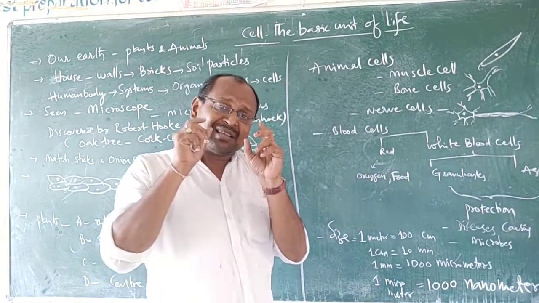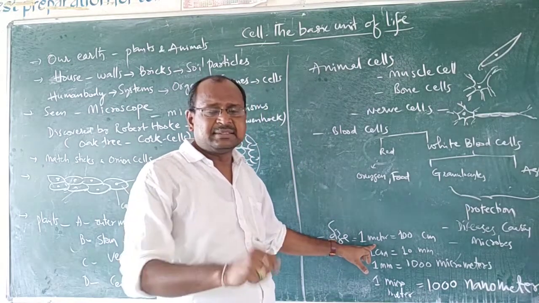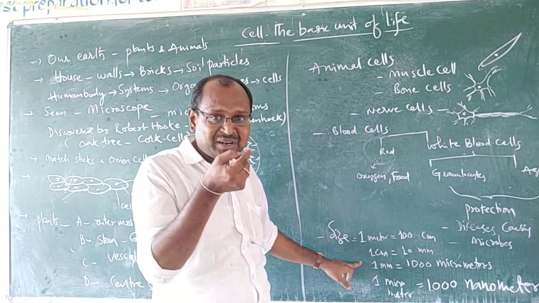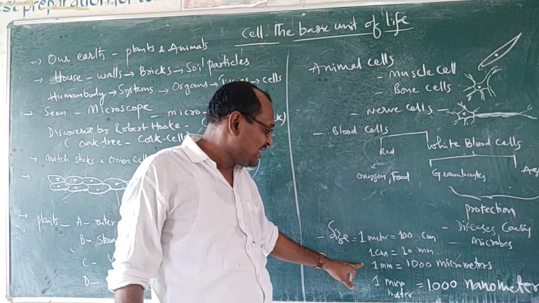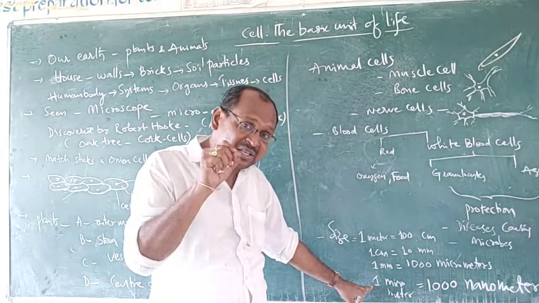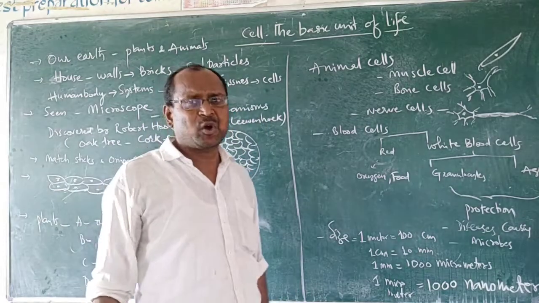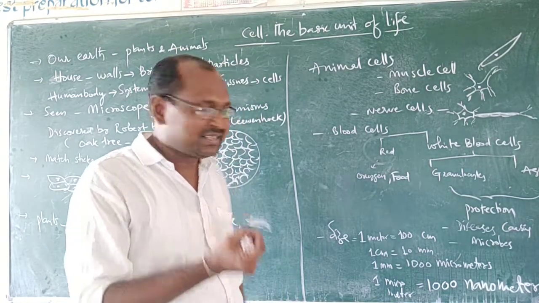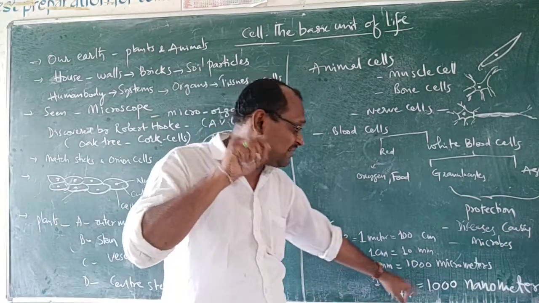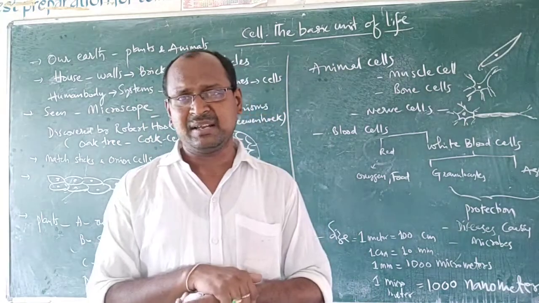And do you know the size of cells? 1 meter is equal to 100 centimeters. We know that 1 centimeter is equal to 10 millimeters. Imagine a millimeter; you can observe it on the scale. 1 millimeter is equal to 1000 micrometers, and 1 micrometer is equal to 1000 nanometers. Imagine the size of microbes and cells. Some cells are in micrometers, and some viruses are in the size of nanometers. Imagine the size of viruses and bacteria.